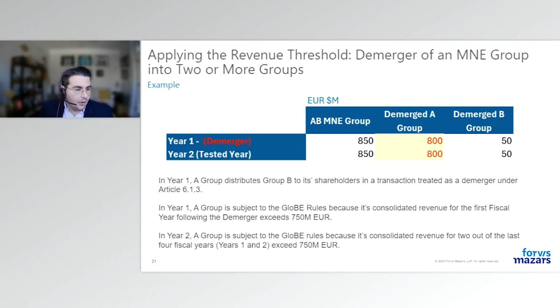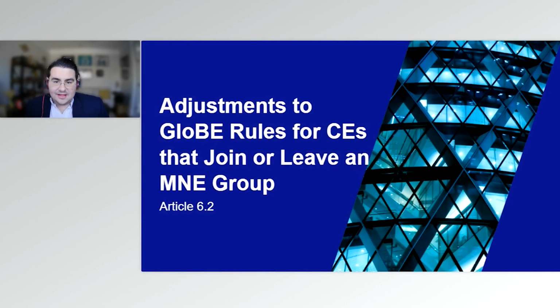So with that said, that was a quick run-through of the Article 6.1 rules for how you do the consolidated revenue threshold in Article 6. I will kick it here to Carolyn to take us through how this affects the GLoBE rules in practice, and doing the math.